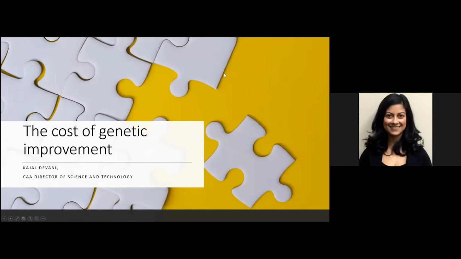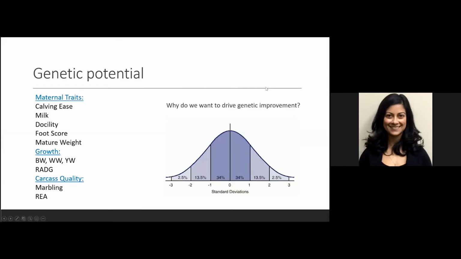So I'm going to talk about genetic improvement. Like Robert said, I run the performance program for the Canadian Angus Association. That's where your genetic evaluations and EPDs come from. Those are fed by phenotypes that all of our members measure and collect and then submit into the association. So phenotypes, genotypes, and pedigree information.